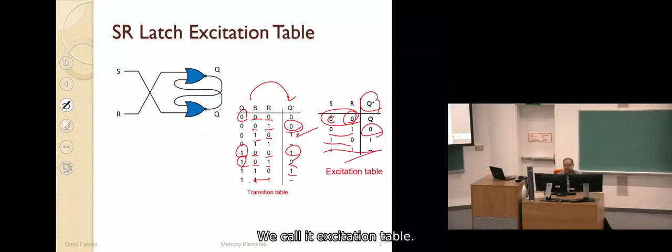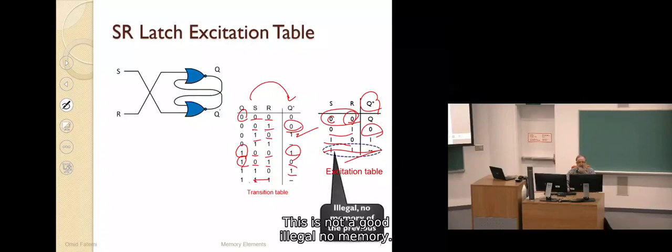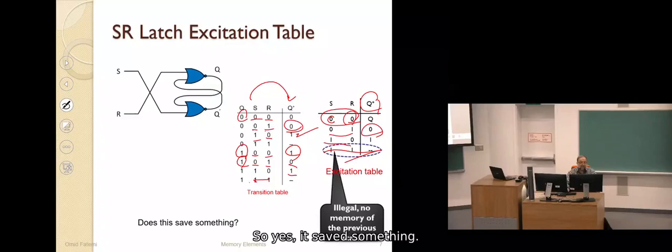We call it excitation table. That's to give you the idea of how it works. 0, 0 keeps it, 1, 0 sets it, 0, 1 resets it. But this is not good, illegal, no memory. The memory is going to be destroyed, and somehow we lost it.